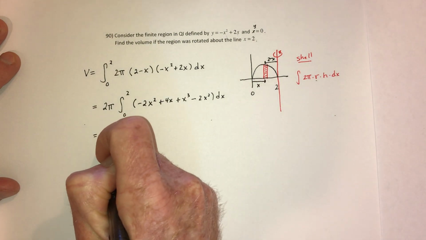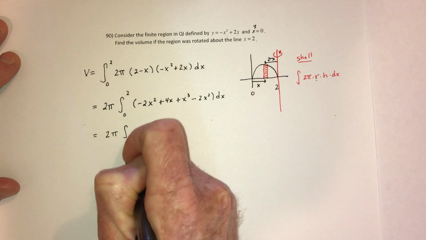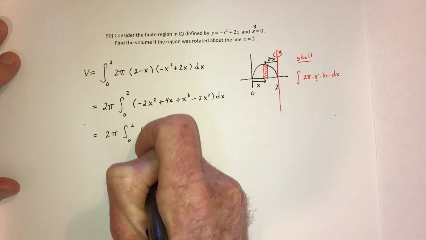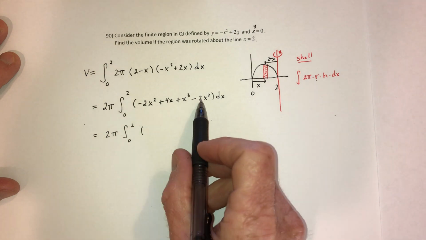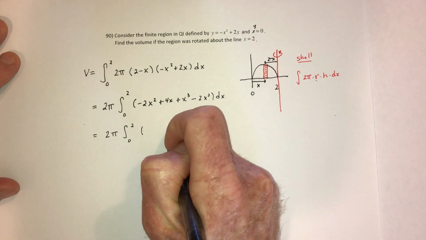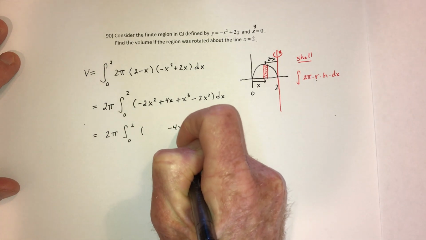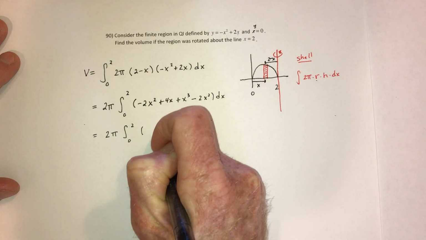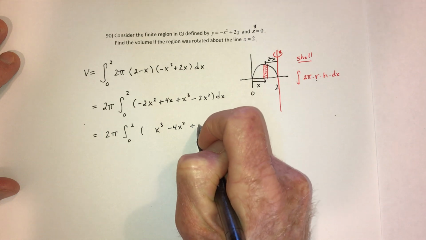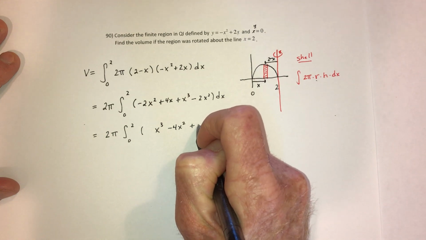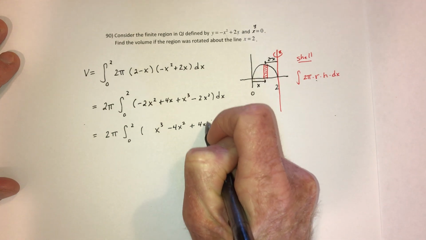And then I could even combine like terms. So there would be negative 2x squared and negative 2x squared, so that's going to be negative 4x squared. I prefer to put the x cubed first. And then plus the 4x.